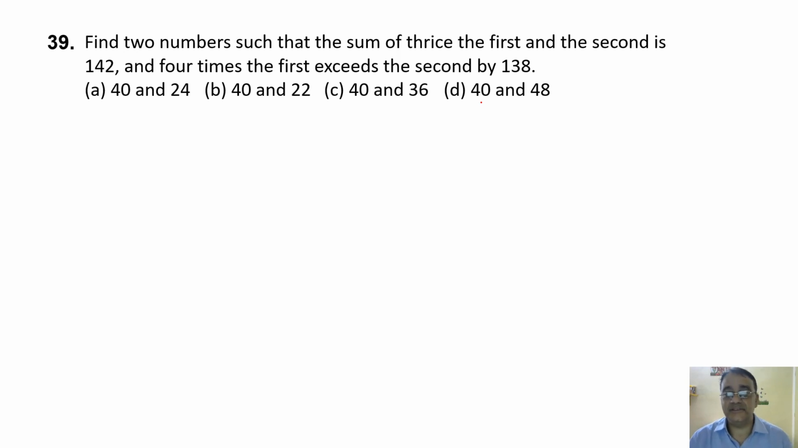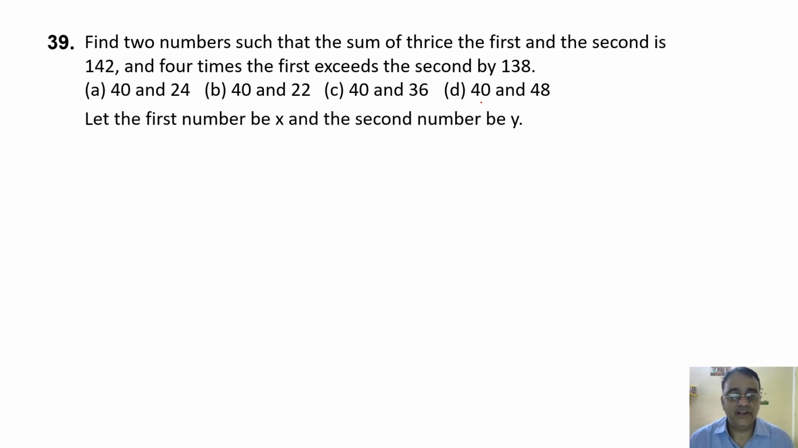39th. Find two numbers such that the sum of thrice the first and the second is 142. अगर first number x होगा, second number y, thrice the first means 3x, second number मतलब plus y is equals to 142. And 4 times the first exceeds the second by 138. मतलब 4x is equals to y plus 138. Okay, so we'll get first equation 3x plus y is equals to 142, and the second one we'll get 4x minus y is equals to 138.